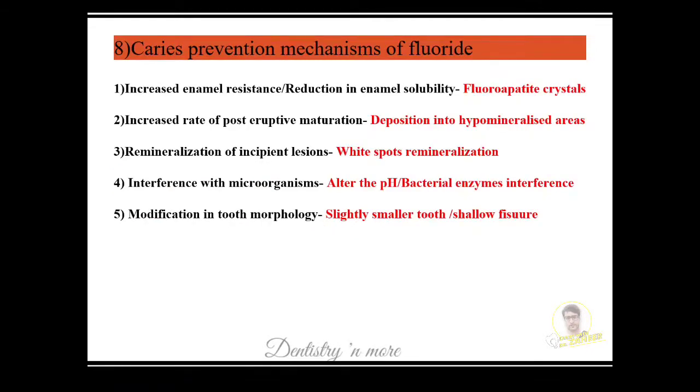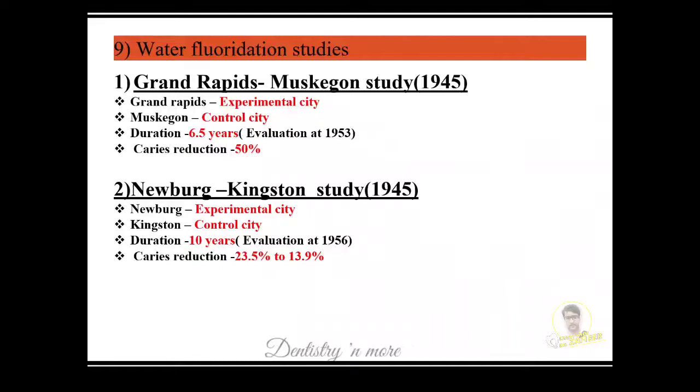Now, the mechanism of fluoride in caries prevention. The first one is increased enamel resistance, that is reduction in enamel solubility because of fluorapatite crystal formation. Increased rate of post-eruptive maturation, that is the deposition of fluoride into the hypomineralized area is promoted by the presence of fluoride. Remineralization of incipient lesions, white spot remineralization, is possible. Then interference with microorganisms, they alter the pH or interfere with bacterial enzymes. Then modification of tooth morphology, a slightly smaller tooth will be formed, and shallower fissures will be formed with the help of fluoride. Now we have water fluoridation studies.